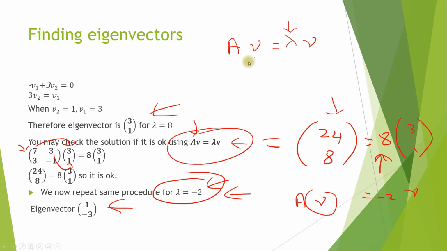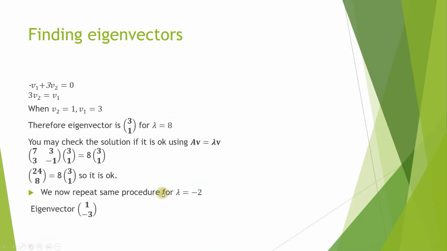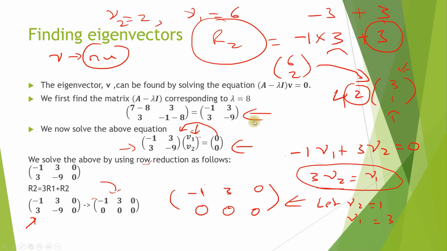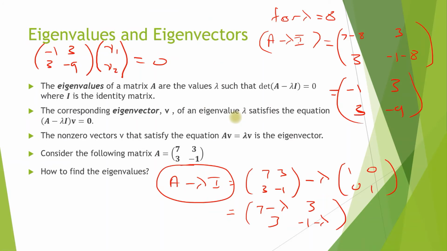So maybe what I will do is, let me just do it for you so that you understand it better. For lambda equal to negative 2, I want to show you that the eigenvector is (1, -3). Now, for lambda equal to negative 2, remember that what you have to do is the following. You have to show that (A minus lambda I) times the eigenvector is equal to 0. That's what you have to do, and lambda is negative 2.